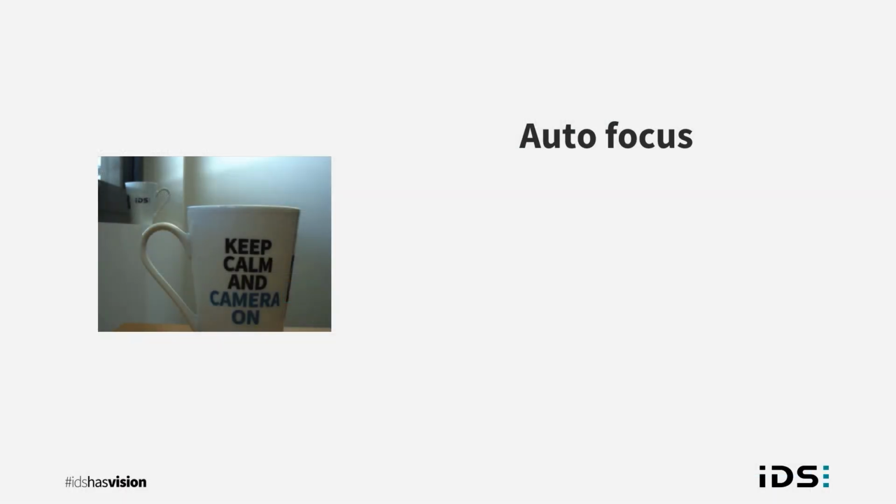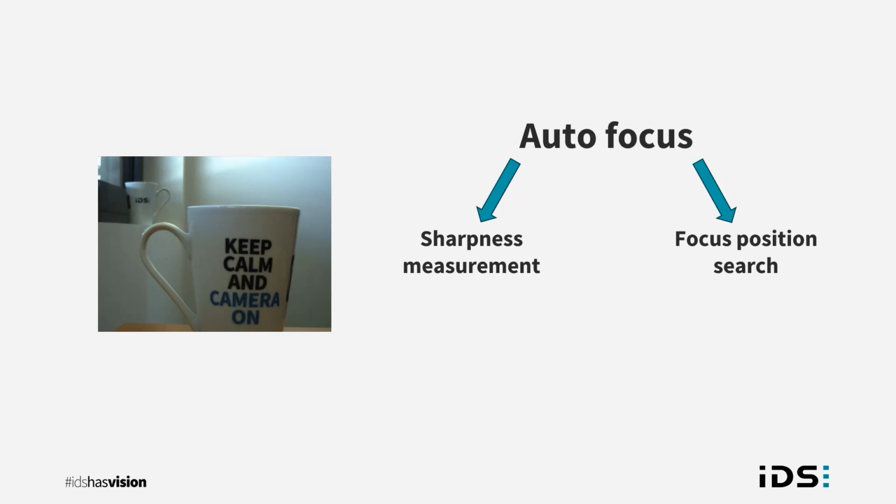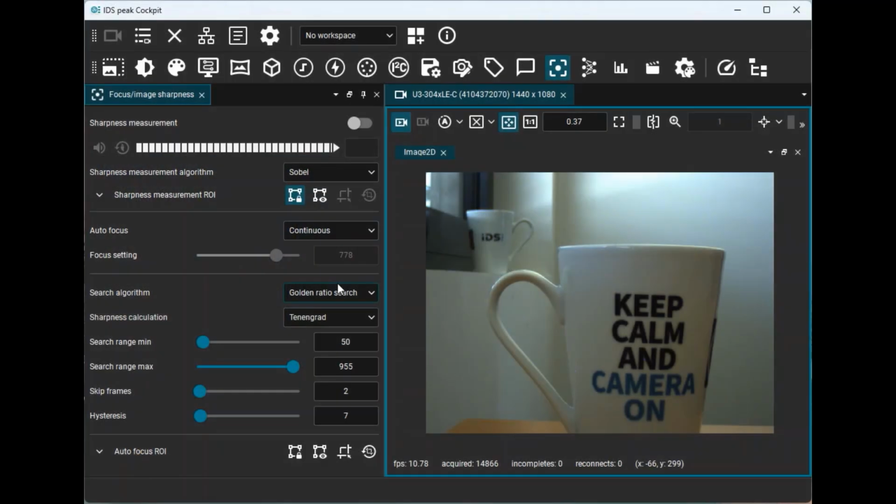Autofocus involves two separate tasks. First, a sharpness metric measures how well focused the current image is, and second, a search algorithm changes the lens position to find the setting that produces the highest sharpness value. Here we can select the search algorithm and the sharpness algorithm.